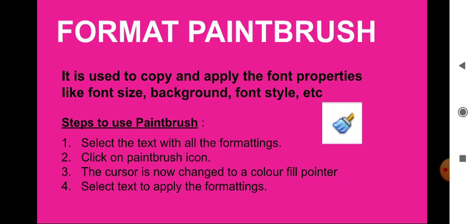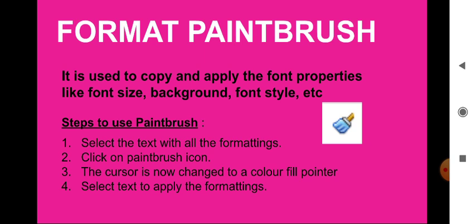So we just copy and apply the font properties through this option, that is format paintbrush we have in OpenOffice Writer. So what are the steps to use the paintbrush? Step 1, just select the text with all the formatting. So just select the text in Writer or objects with all the formatting. And then step 2, just click on the paintbrush icon. You will find this paintbrush icon on the standard bar. So from the standard bar, click on the format paintbrush icon.